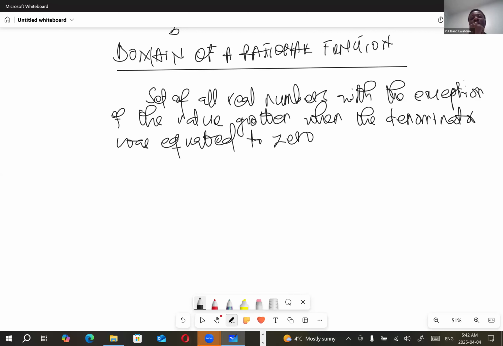So again, to investigate for the domain of all rational functions or expressions, first of all, equate the denominator to 0 and find the values of x that make it 0. Once you get that, then you tell the examiner, the domain of the rational function is the set of all real numbers with the exception of the values you had when it was equated to 0.